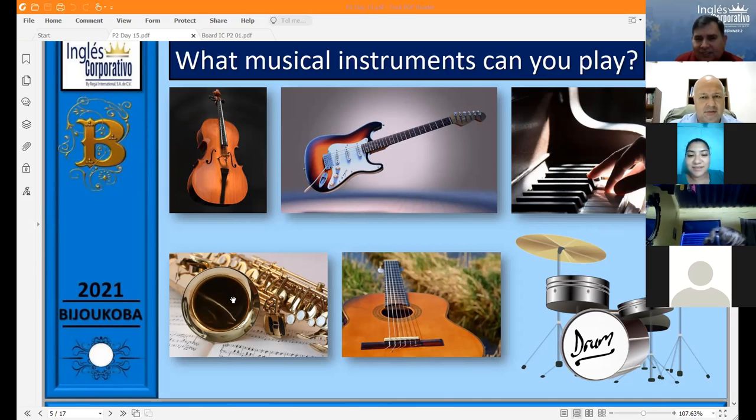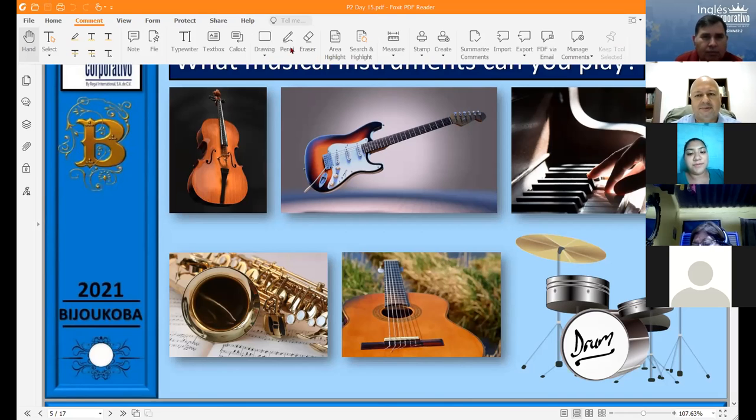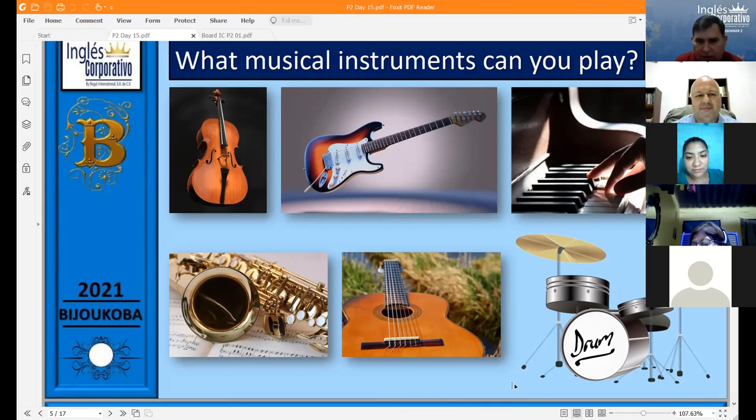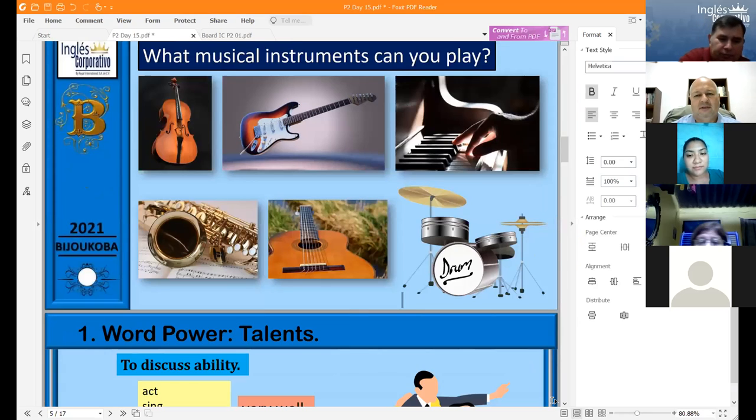What's this, Karina? Saxophone. Yes, and this one? Battery. Oh, battery. Drums. Right? I'm going to write it here underneath. Okay. Drums. Let me see. Let me see if I can put it here. Drums.